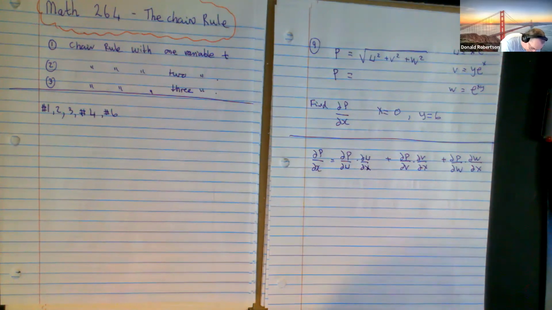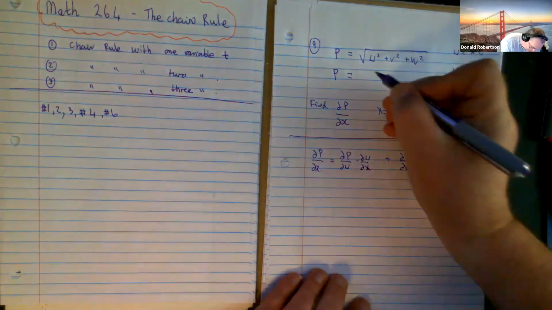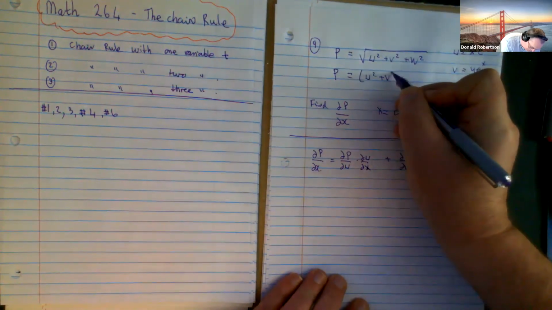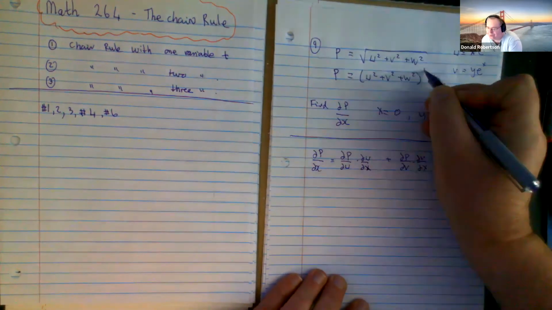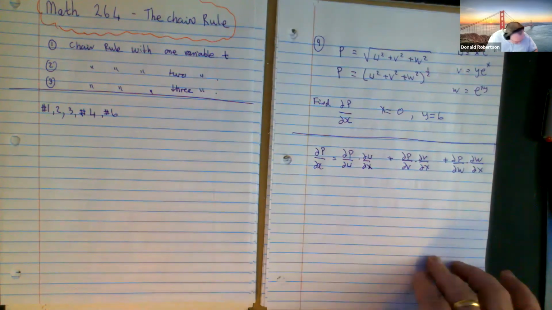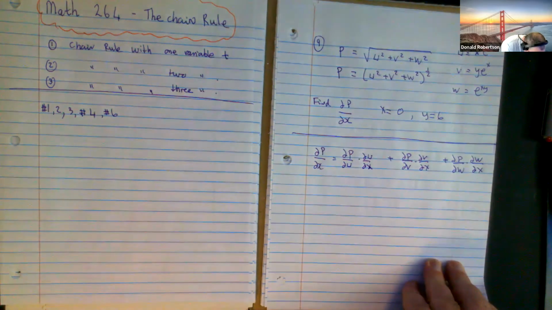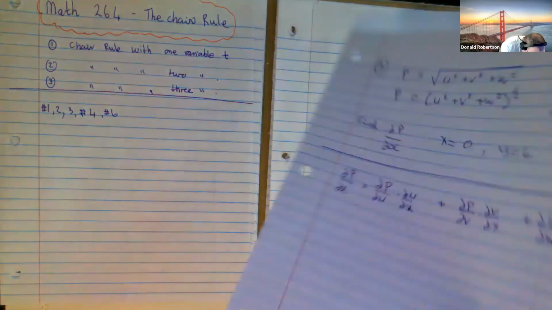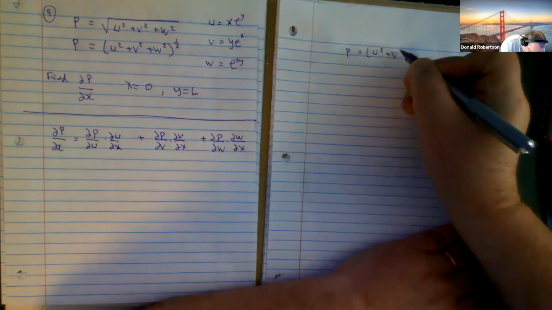When I have to call it a half power. So far, so good. Isn't this function symmetric? Right, I'm going to use that to help me as well. But here goes. I'll do it over here. P is equal to u squared plus v squared plus w squared to the half.